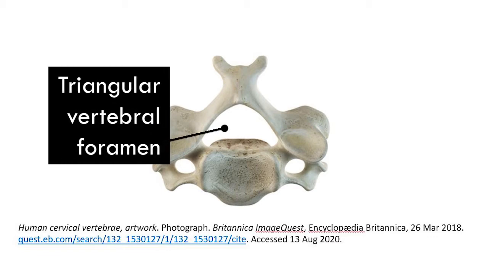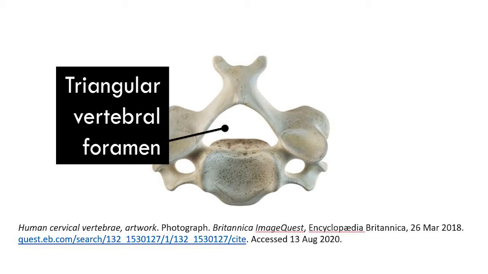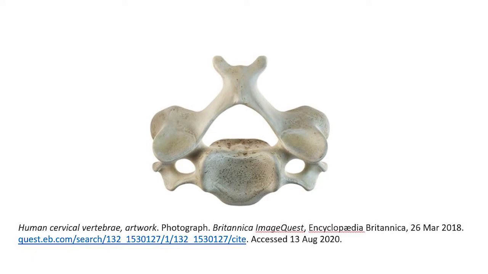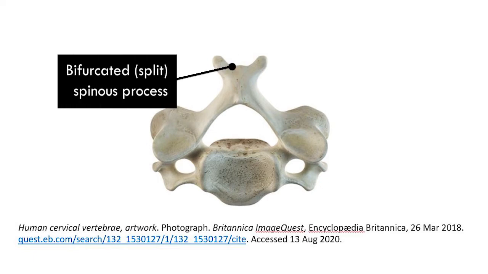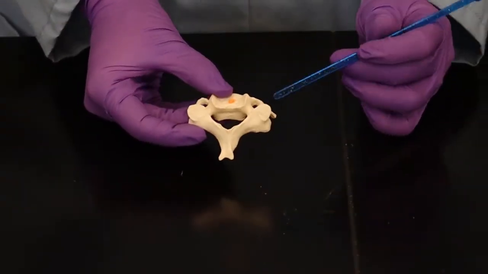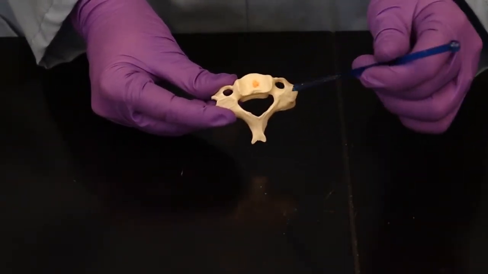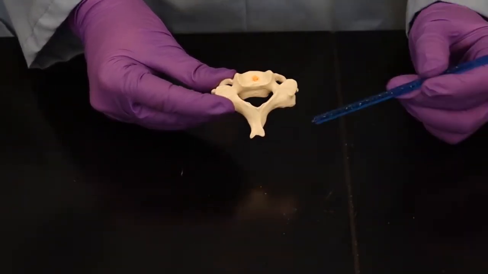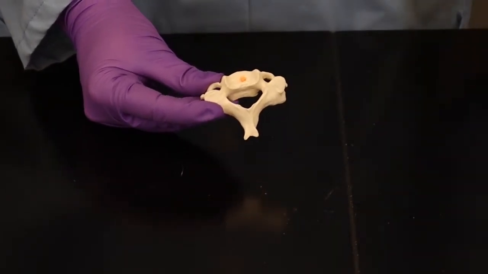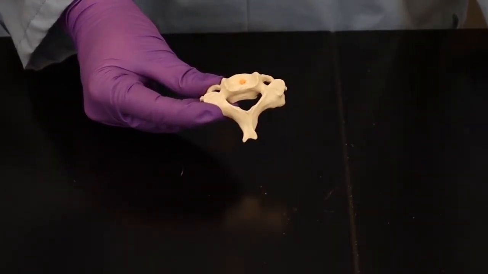The vertebral foramen here is going to be more triangular, and this spinous process, notice how it is split. We call that a bifid spinous process. Bi means two, and so a bifid spinous process has two little pieces coming out to either side. So those clues, the transverse foramina, the triangular vertebral foramen, and the bifid spinous process will help you tell that this is a cervical vertebra.